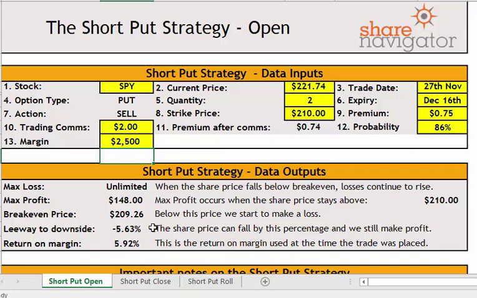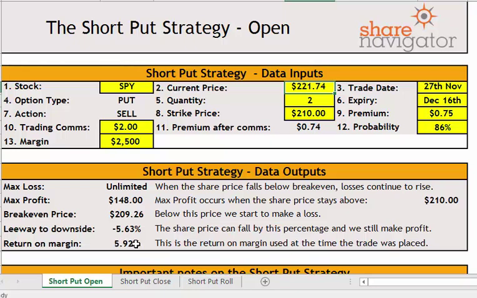What we're saying to you here is the share price can fall from 221.74 all the way down to 209.26, which is a 5.63% fall, and you will still make some sort of a profit. That's why it's a high probability trade, because the share price can actually fall 5.6% and you'll still make some sort of a profit. And then your return on margin on this trade, if you are successful, is 5.92%.